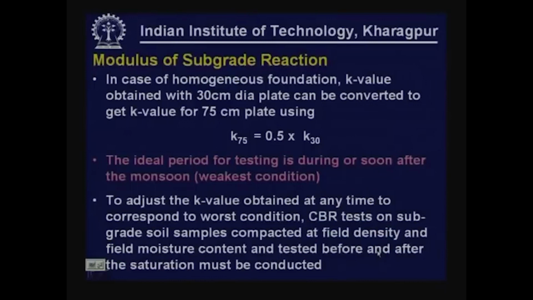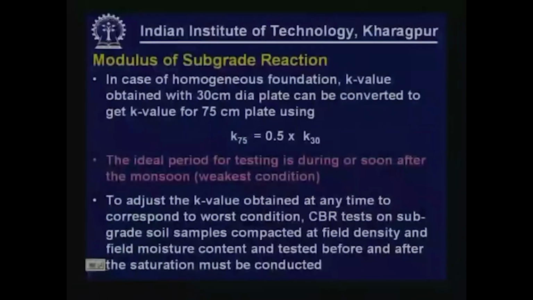In case we are not able to conduct the test using a 750 millimeter dia plate, because with 750 millimeter dia we have to apply large magnitudes of load, which may not be possible in all cases, the other plate normally used is a smaller 300 millimeter dia plate. If the subgrade or foundation is of homogeneous nature, then approximately the K value corresponding to the 75 centimeter or 750 millimeter dia plate can be obtained using this correlation: K75 is half the value that we obtain using a 30 centimeter dia plate.